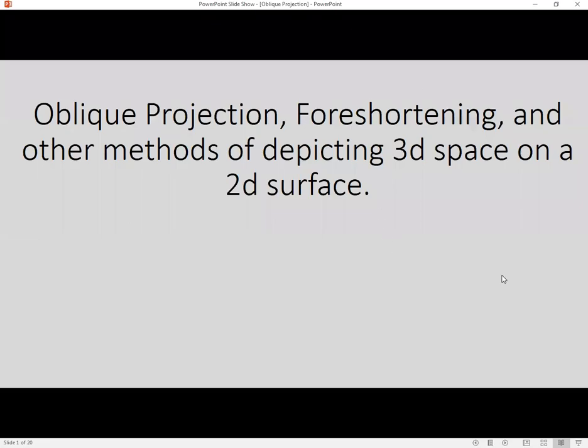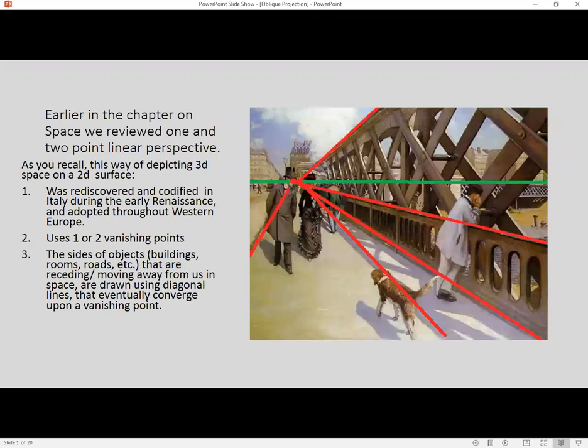Okay, so now, these are hard for some people. We're going to talk about oblique projection or shortening and other methods of depicting three-dimensional space on a two-dimensional surface. So earlier in the chapter, we talked about 1 and 2 point linear perspective. Not really earlier in the chapter for some of these. Some of these came before that, but we talked about it nevertheless.